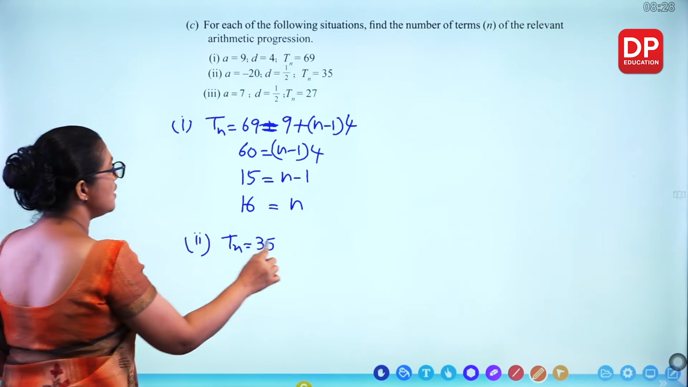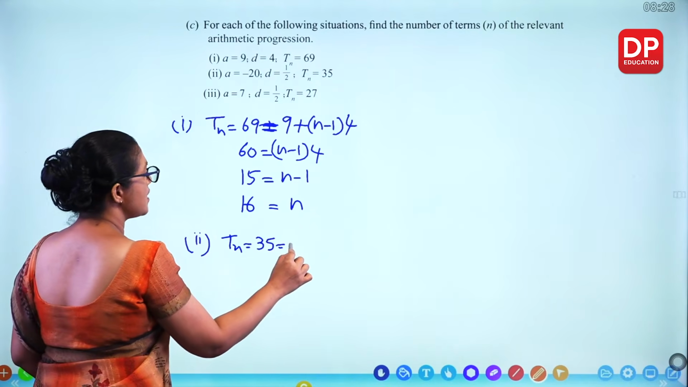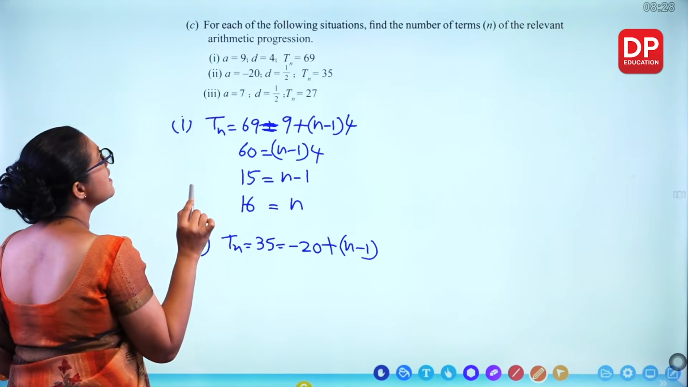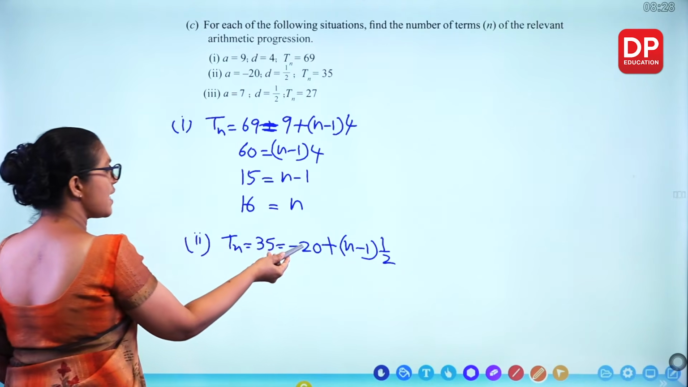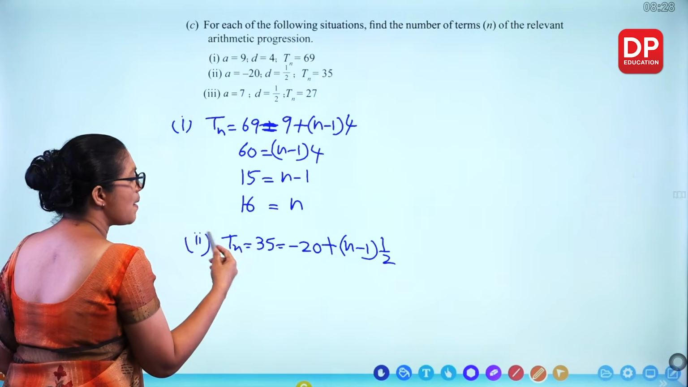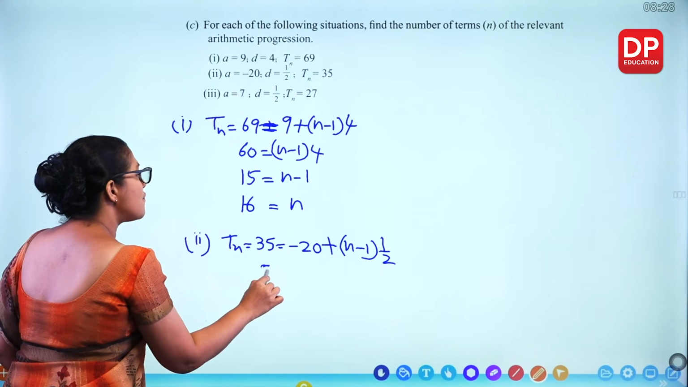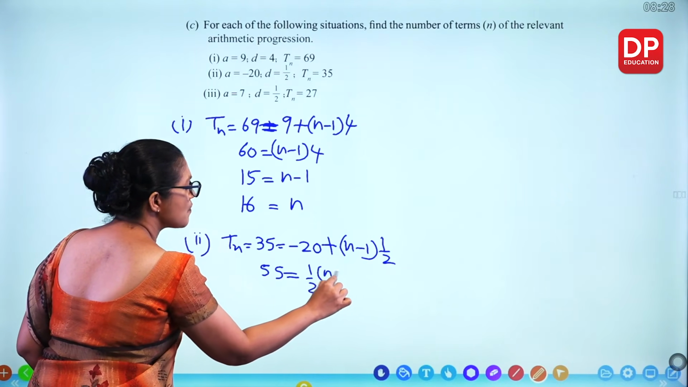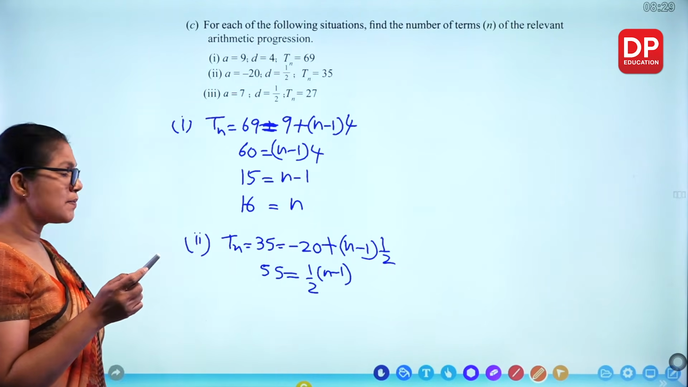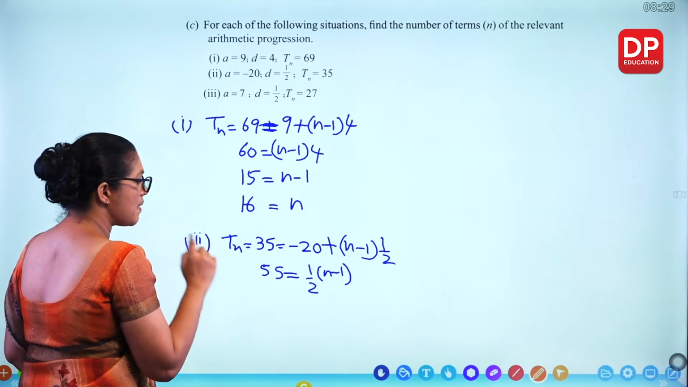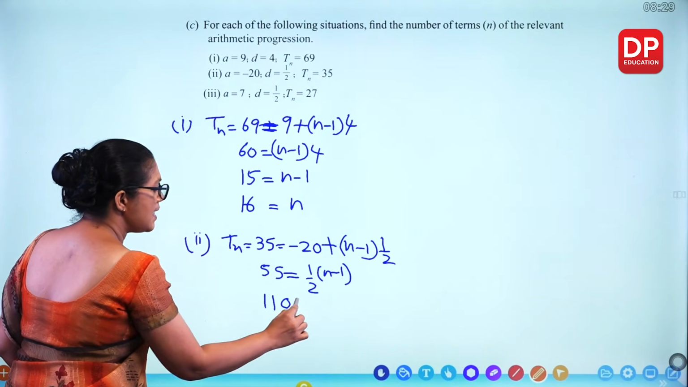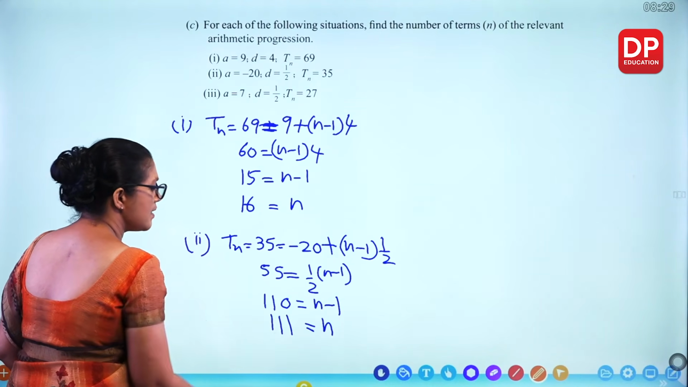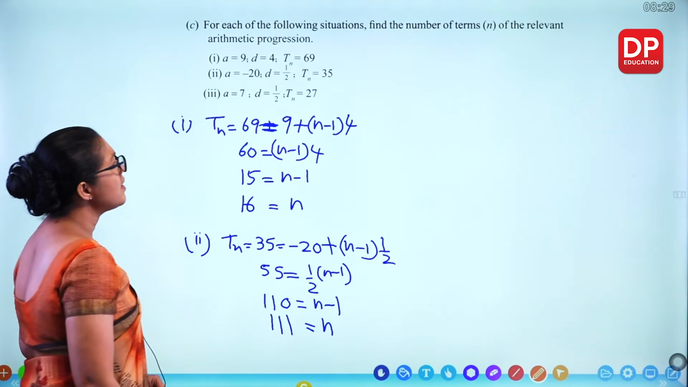D equals half. So we will write a formula. First term is minus 20 plus n minus 1 d. D is half. Now take 20 to this side. 35 plus 20, 55. 55 equals half n minus 1. Now I can multiply both sides by 2. So when I multiply both sides by 2, I get 110 equals n minus 1. So what is n? Add 1 to that, 111.